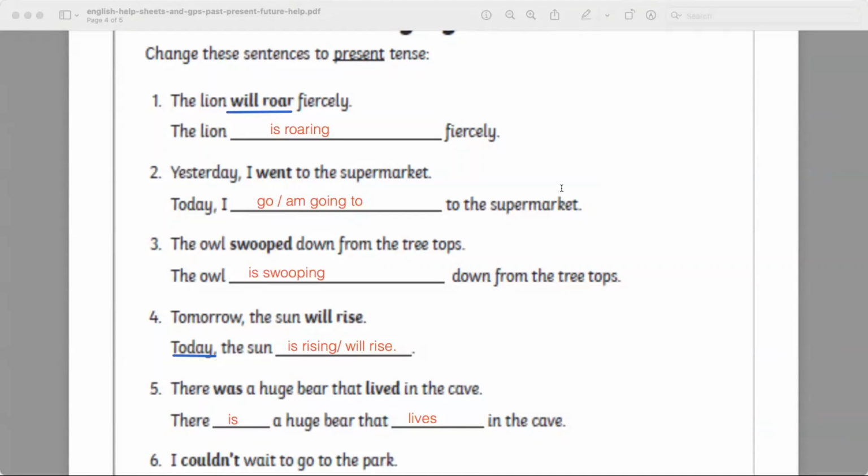Are all of you happy with present tense? Do you all understand what present tense is? I'm not getting a response back from everyone. Okay, it's fine. Let's move on to the next one then.